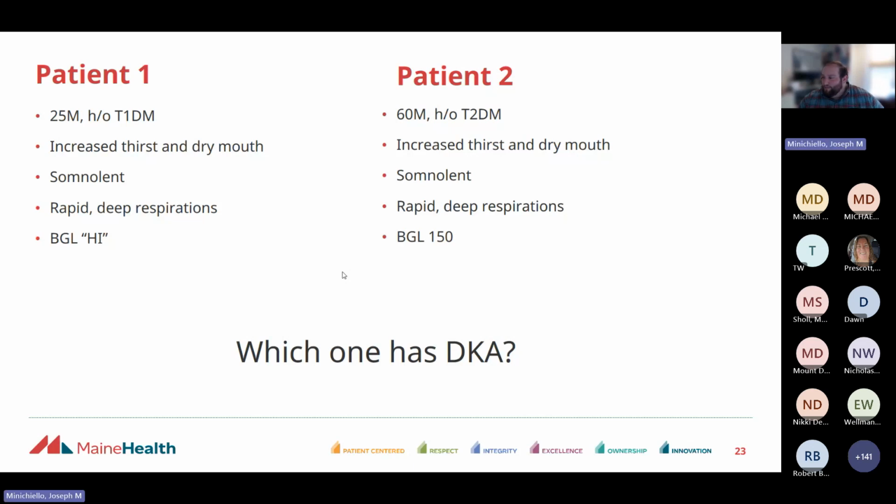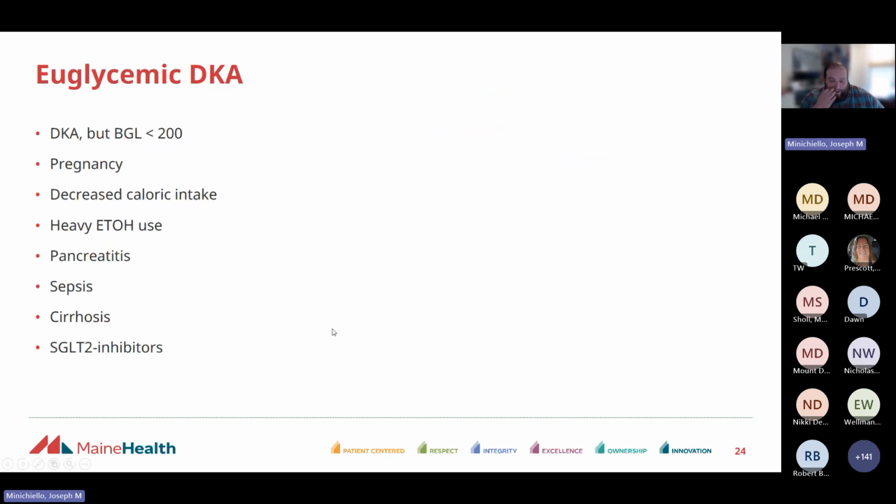All right, for the sake of time, I'll spill the beans. But one of the interesting things that's come into light because of some of the medications we have now is you can actually get this diagnosis called euglycemic DKA. The K part and the A part are still there, but you don't have that hyperglycemia piece. So it's DKA, but with a sugar less than 200.